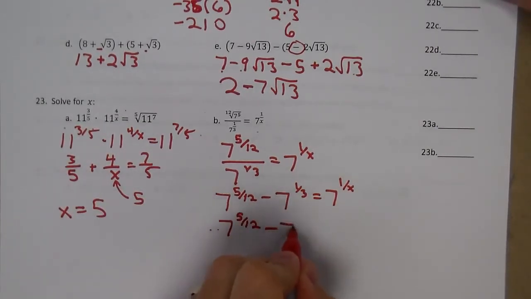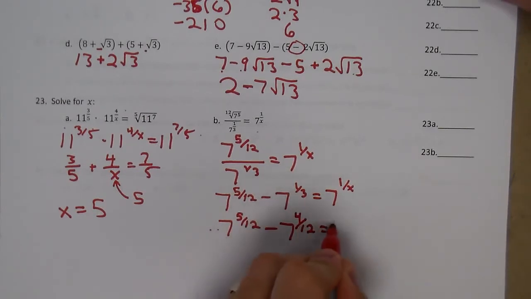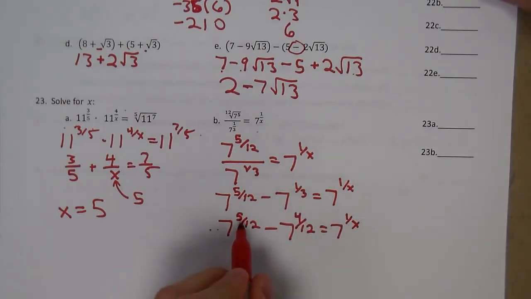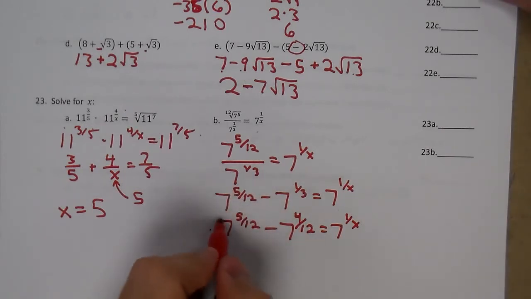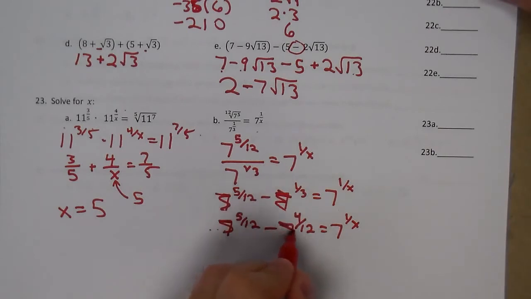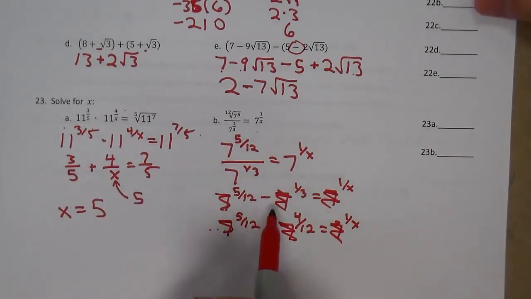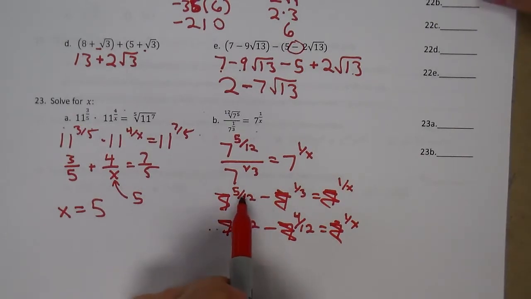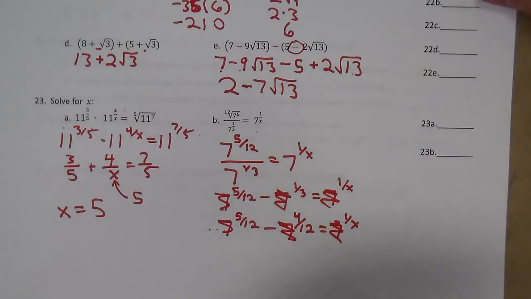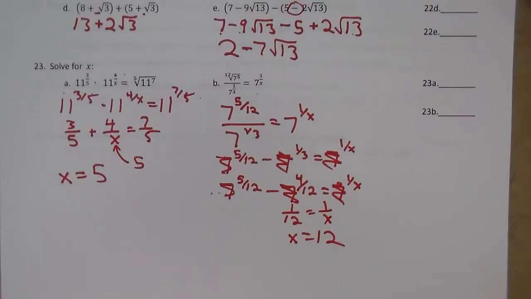So that needs to be over 12. To do that, I multiply it by 4. And now I have 5/12. It would be 5/12 minus, really I should drop these off here, got ahead of myself, and just look at the exponents, because it's not really subtraction. But 5/12 minus 4/12 equals 1 over x. Well, 5 minus 4 is 1, so 1/12 equals 1 over x. X should equal 12.